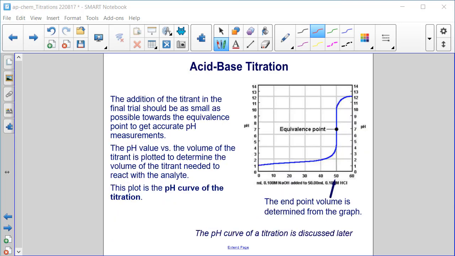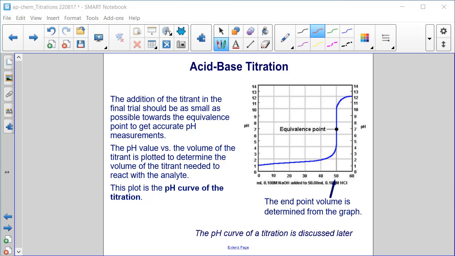The addition of the titrant in the final trial should be as small as possible toward the equivalence point to get accurate pH measurements. The pH value versus the volume of the titrant is plotted to determine the volume of the titrant needed to react with the analyte. The plot that you see on the right is known as the pH curve of the titration, and we're going to discuss it in a lot of detail later.